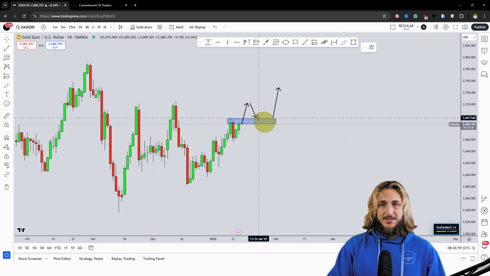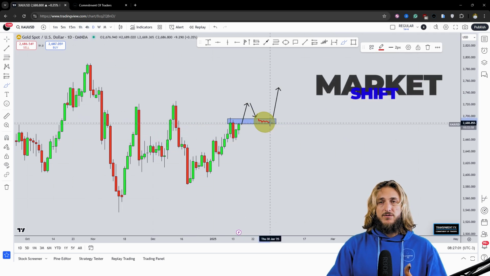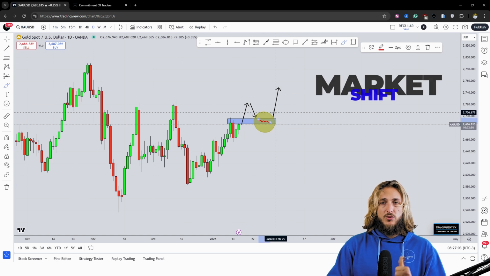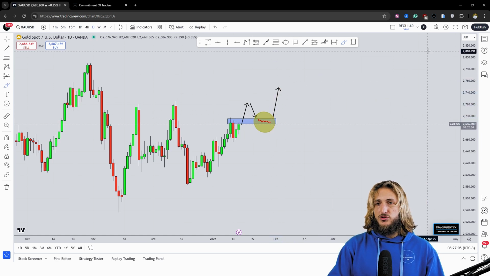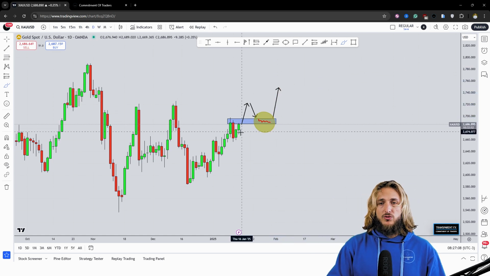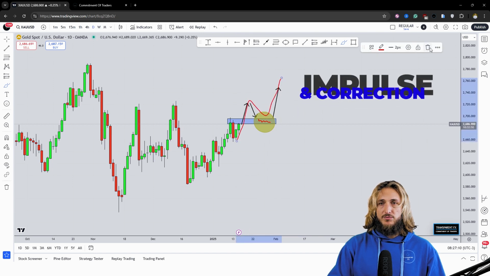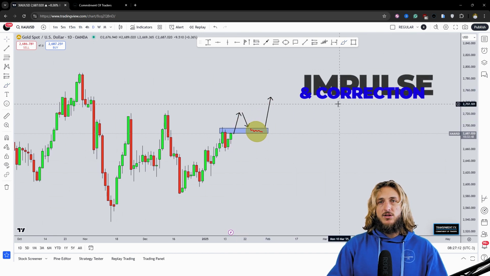Therefore, what I would expect is that if this market would shift from an intraday bearish to bullish market at that point, I wouldn't be surprised to see a potential rejection to the upside for the market to complete this daily impulse correction and impulse pattern to the upside. That definitely wouldn't surprise me.